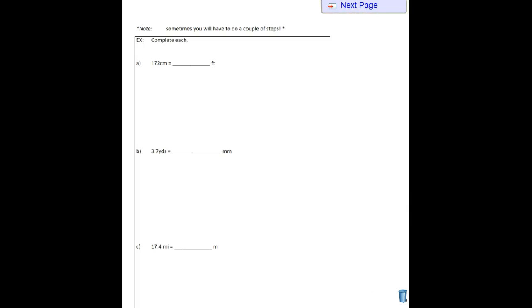Let's take a look at a couple more. Now remember, just like with converting between our American units, sometimes we had to use more than one step. You will sometimes have to use more than one step on these as well. Okay, so I have 172 centimeters, and I want to go to feet. Well, I don't have one that takes me from centimeters to feet.